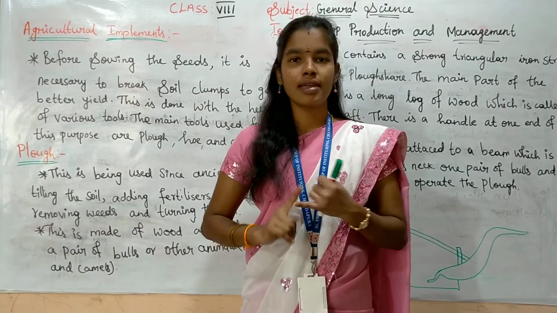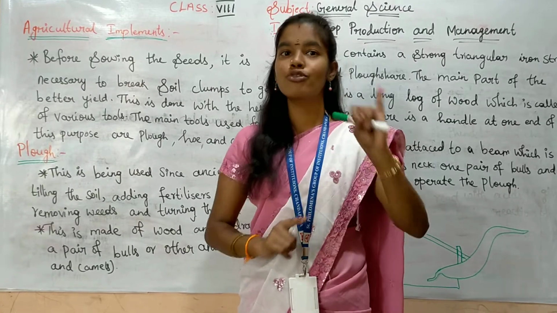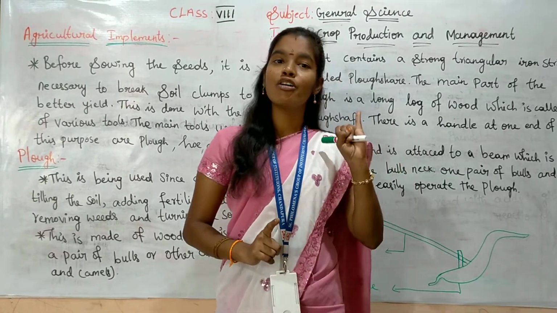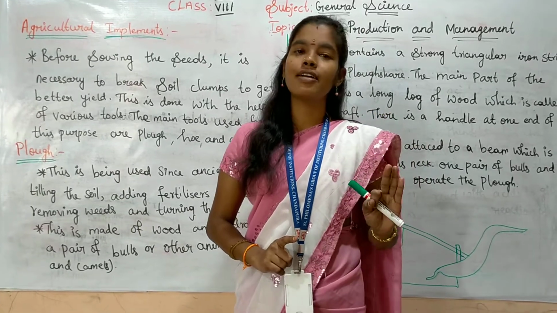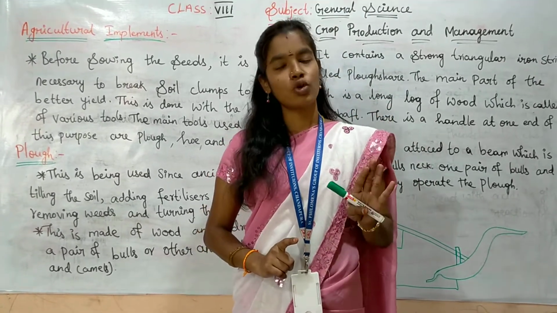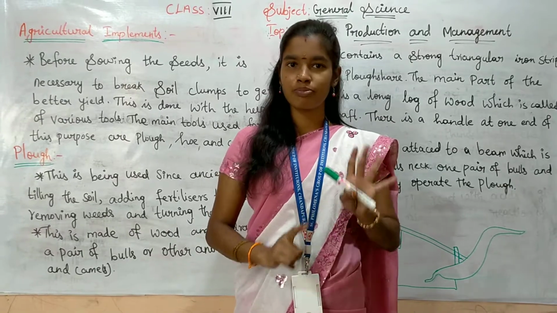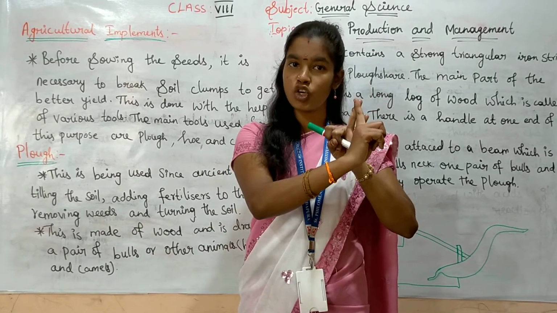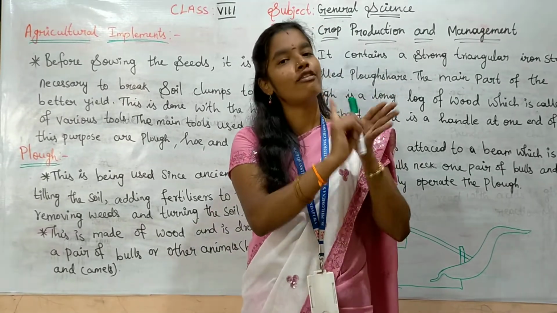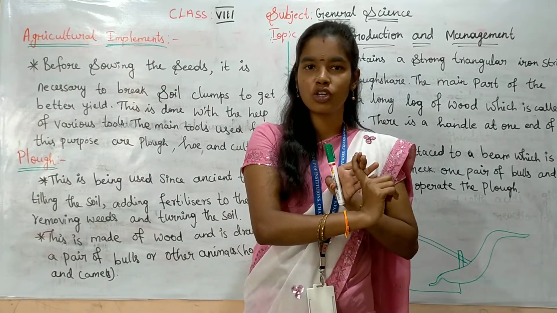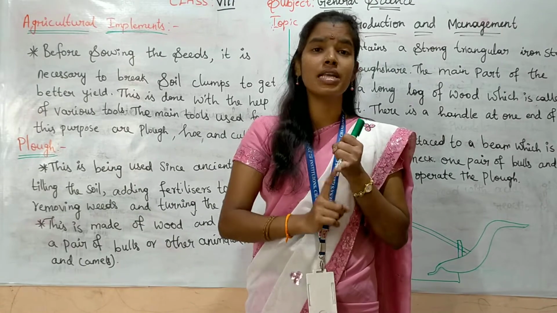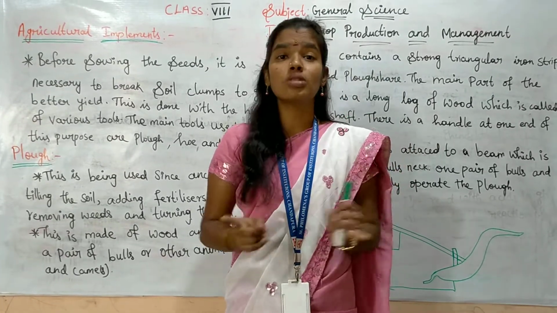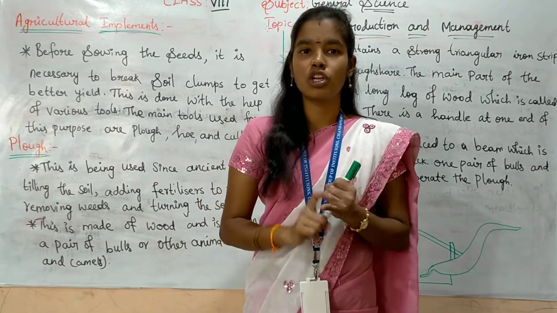Four major categories. First one is food crops. Second one, cash crops. Third one, plantation crops. Fourth one, horticulture crops. Food crops, for example wheat, rice, maize, millets, pulses, all those crops come under food crops.